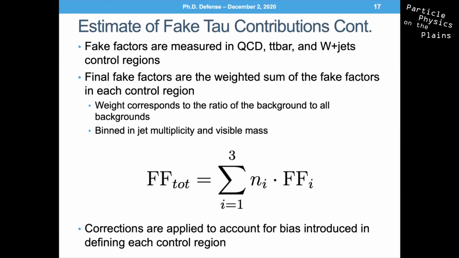And so you can do this binned in the jet multiplicity and the visible mass, so that this takes into account any relations in different regions of phase space. And then lastly, you can apply corrections to account for any biases you introduce when you're defining these control regions. So in the end, what you get is an estimate of jets faking taus from QCD, t-tbar, and W plus jet events. And so that's nice. Now we've got a data-driven estimate of our largest 2 backgrounds, Z to tau tau and jets faking taus.